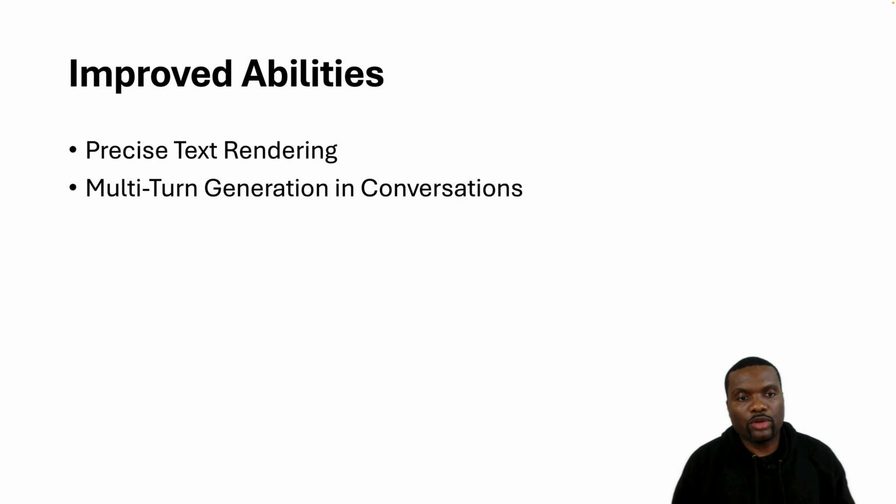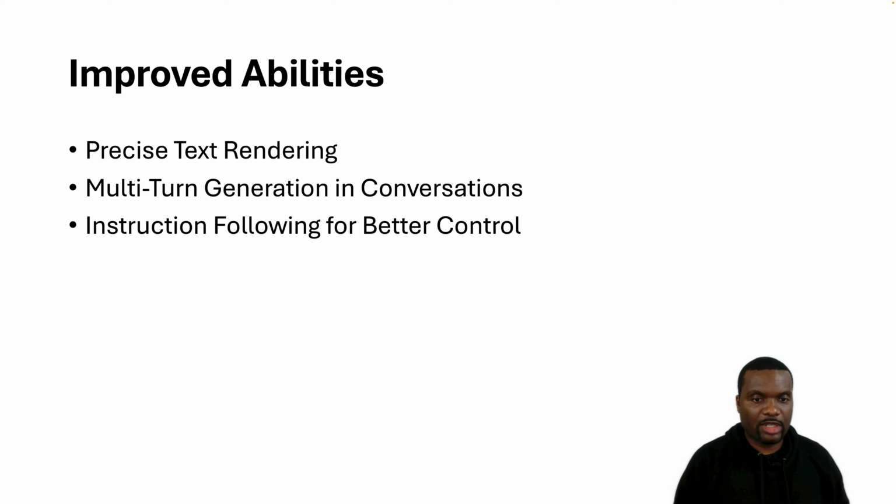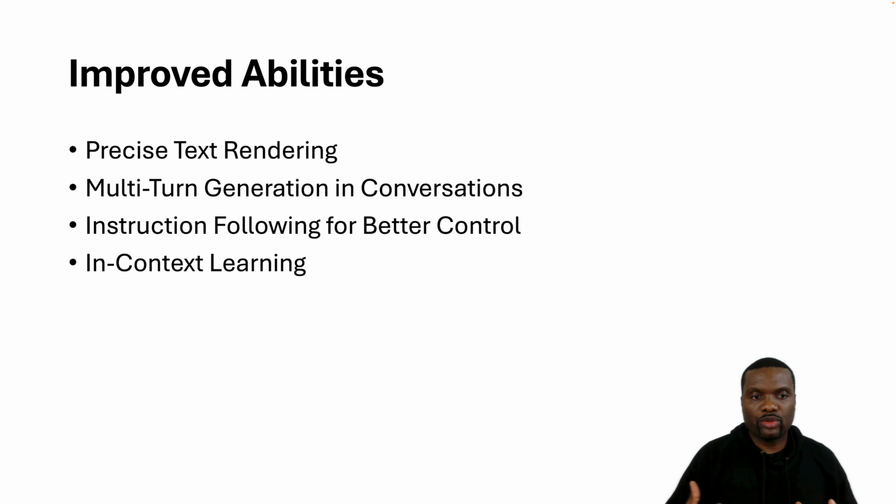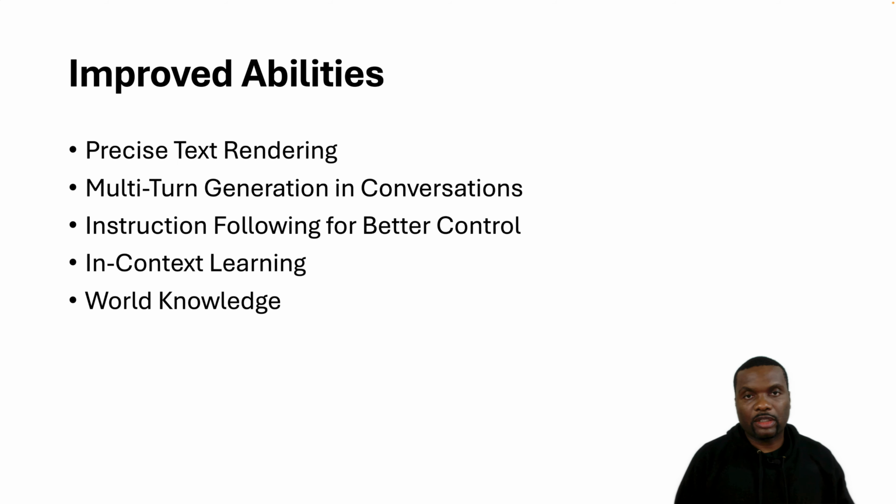Also, if you're doing multi-turn conversations, it is able to maintain the context and apply what has been said in the conversation in subsequent images that are generated. It also follows the instructions much better, and it allows you to use in-context learning to continue to adapt the pictures that you are creating. And you can use retrieval augmented generation, or you can use the knowledge base that's already present in the language model to create some of these pictures if you want to do that.